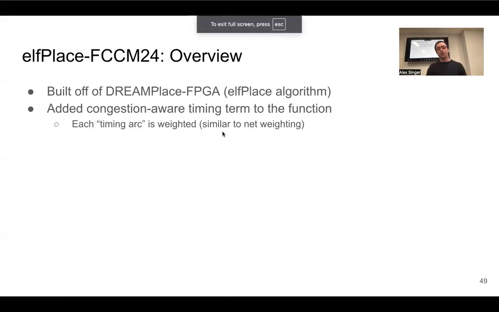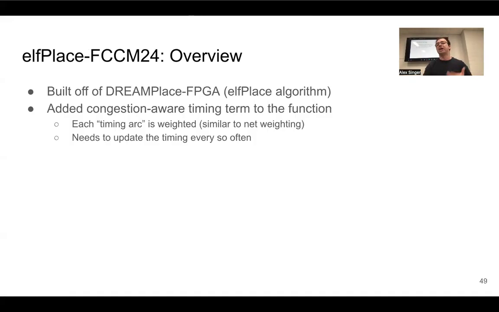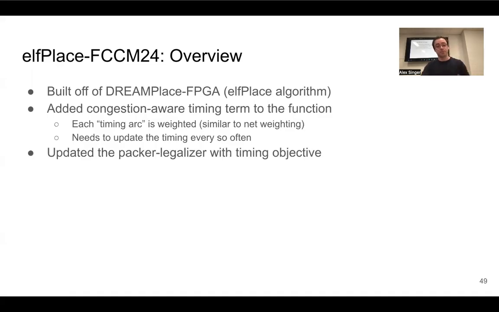Each timing arc is weighted. This is similar to net weighting, but instead of weighting the whole net the same way, they weight different connections with different weights. And they need to update the timing every so often because as the placement moves, you need to re-update the timing. This becomes a big problem. And they update the Packer legalizer with a timing objective. However, I'm not discussing this in this presentation. I'm focusing on the global placement here.